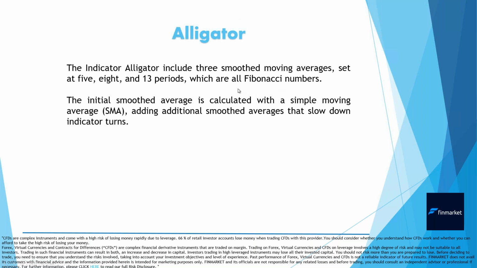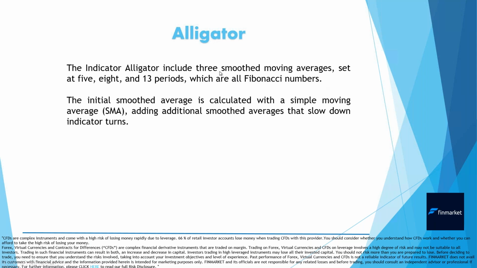Now, the alligator. This indicator basically includes three smoothed moving averages, okay, set at 5, 8, and 13 periods, and that is very important because those are Fibonacci numbers. If you don't know what Fibonacci numbers are, make a quick Google search. You're going to understand that Fibonacci was an Italian mathematician who created a sequence of numbers and applied it to different areas in nature, and later in the markets, which we can use to find a reversal point.